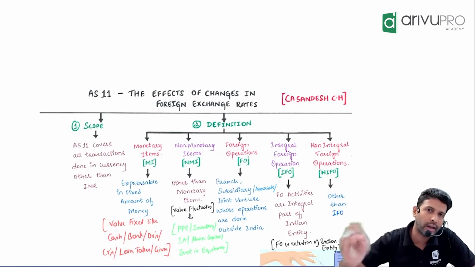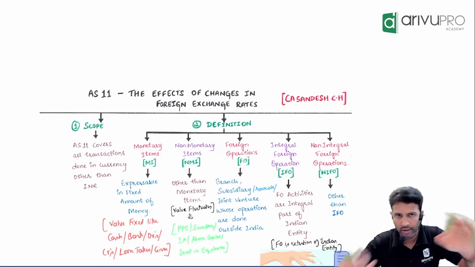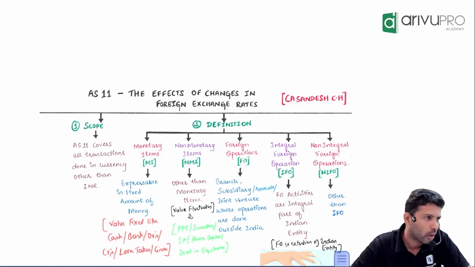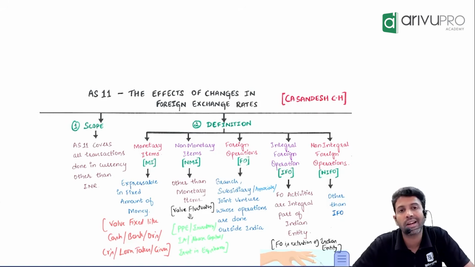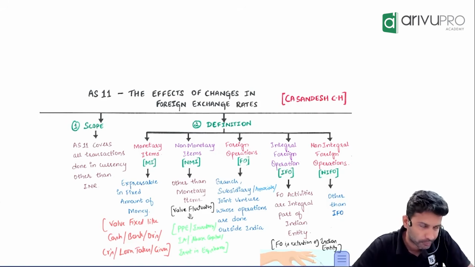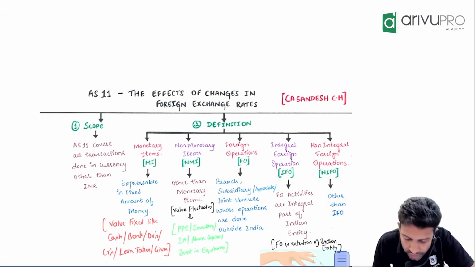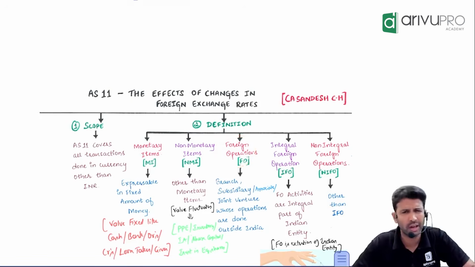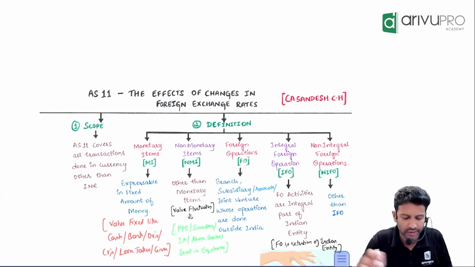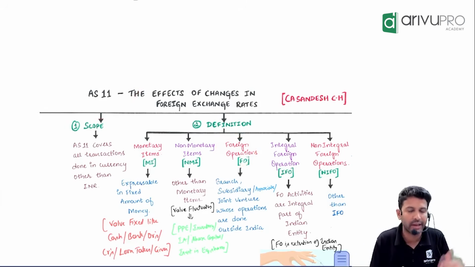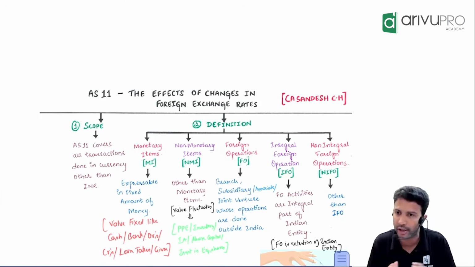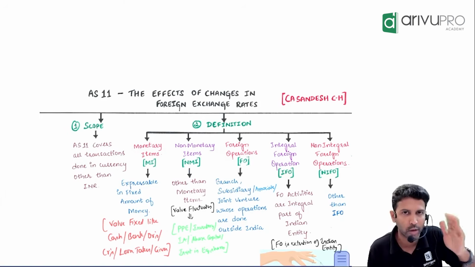Broadly, AS 11, if you have to analyze, you can put that analysis under two categories. One, if you have foreign currency transactions, what to do? Second, if you have foreign operations, what to do? That's all AS 11 is predominantly covering. And there are a lot of similarities between AS 11 and Ind AS 21 in CA Final. Significant overlap is there, so concepts will continue in CA Final also.